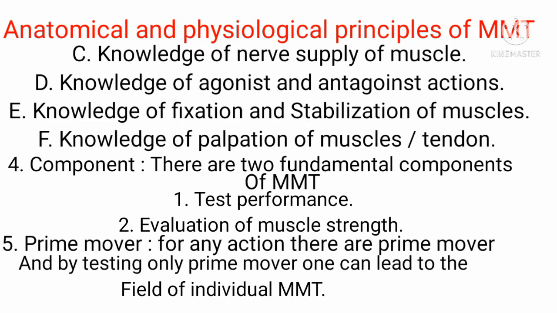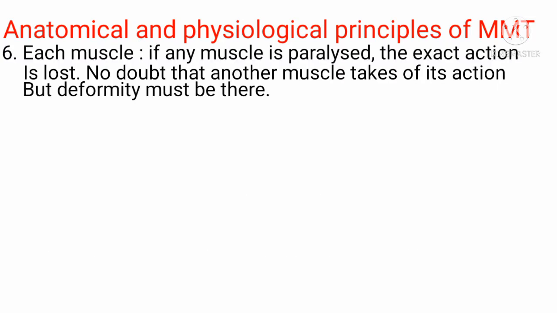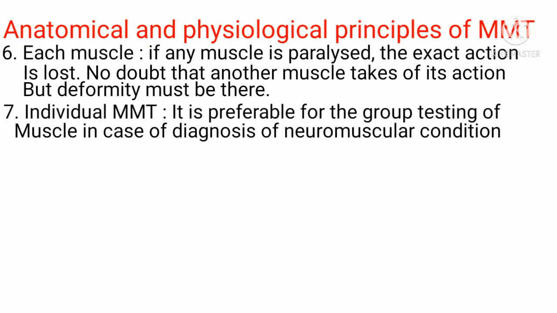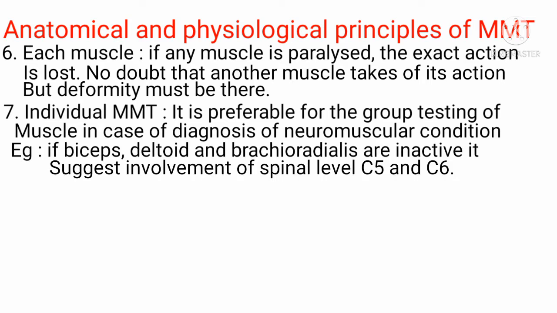Prime mover: for any action there is a prime mover, and testing only the prime mover leads to the field of individual MMT, each muscle. If any muscle is paralyzed, the exact action is lost. No doubt another muscle takes over its action, but deformity must be there. Individual MMT is preferable, while group testing of muscles is used in case of diagnosis of neuromuscular conditions. For example, if biceps, deltoid, and brachioradialis are inactive, it suggests involvement of the spinal level of C5 and C6.